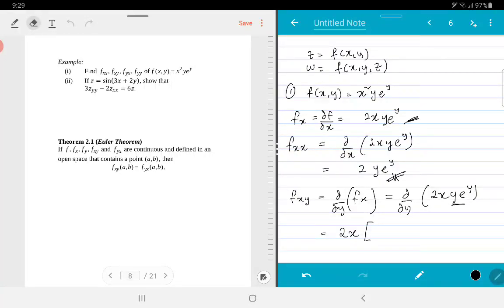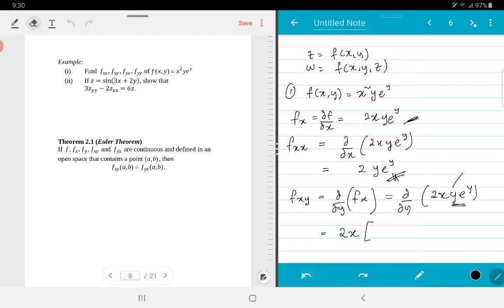And then for y e to the y, you can see that this is product of two functions. One is polynomial and the other is exponential function. So we have to use the product rule. Okay, so this one is u, let's say, and this one is v.